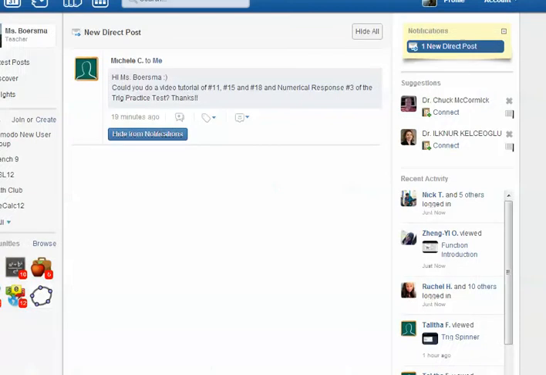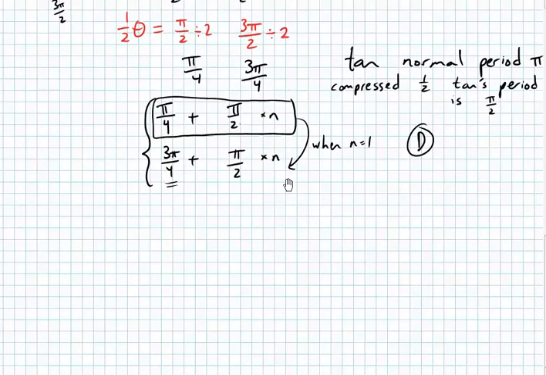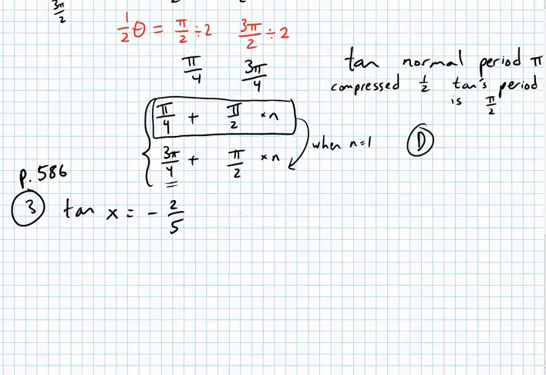And the last one is numerical response number 3. That one comes from page 586. And it says that if tangent x equals negative 2/5 and x is between pi and 2 pi. When it says that, it is just telling you about the quadrant. So that means the angle is from pi to 2 pi, either in quadrant 3 or quadrant 4, anywhere between pi and 2 pi.